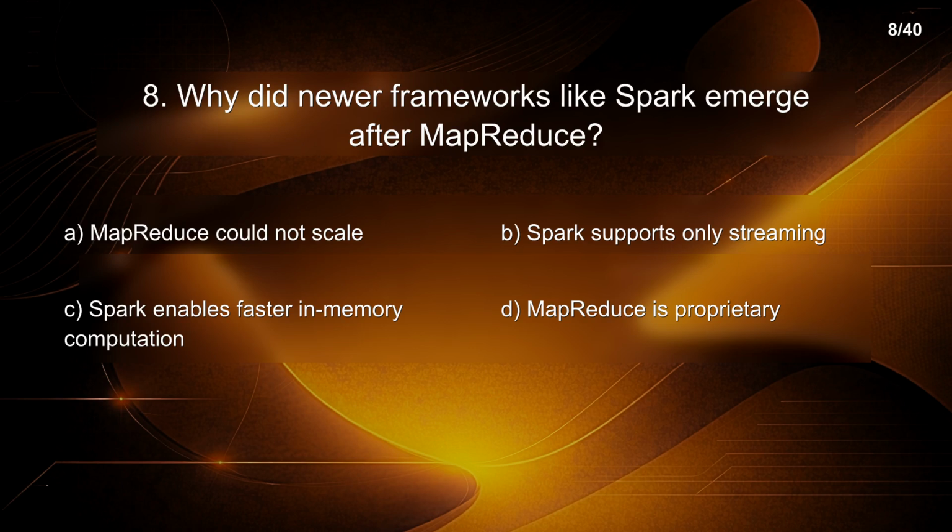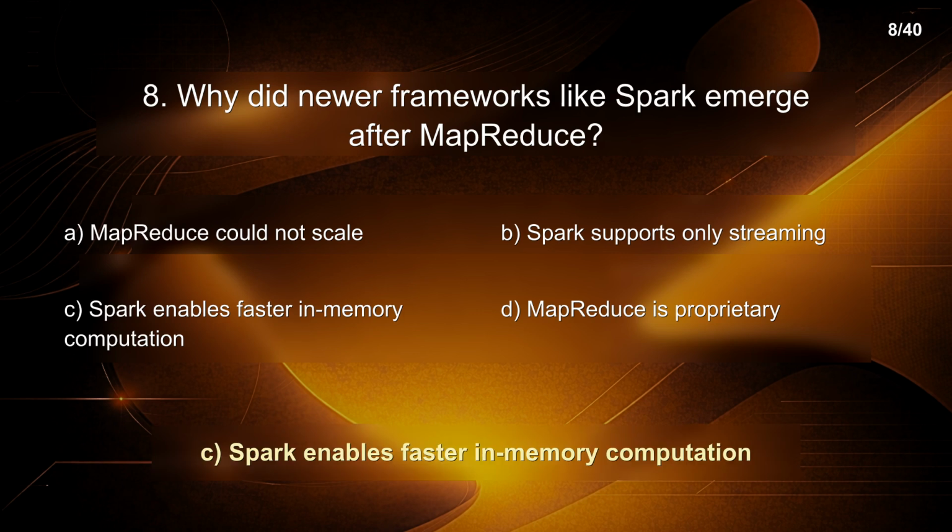Eighth question. Why did newer frameworks like Spark emerge after MapReduce? A. MapReduce could not scale. B. Spark supports only streaming. C. Spark enables faster in-memory computation. D. MapReduce is proprietary. Correct answer is C. Spark enables faster in-memory computation.